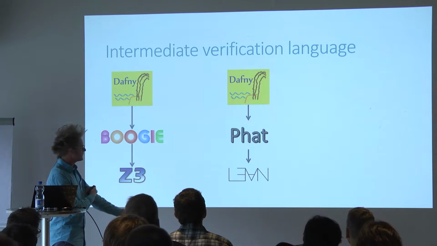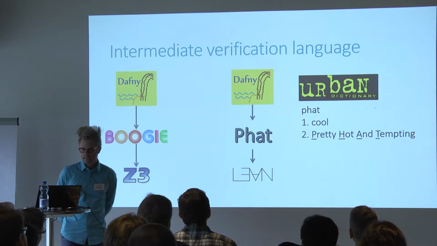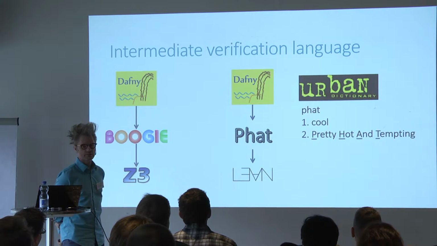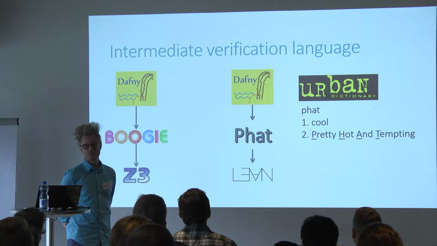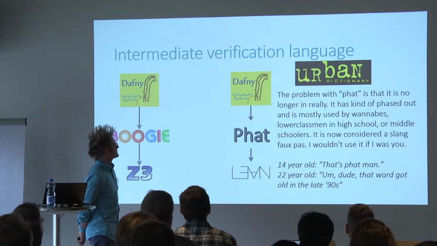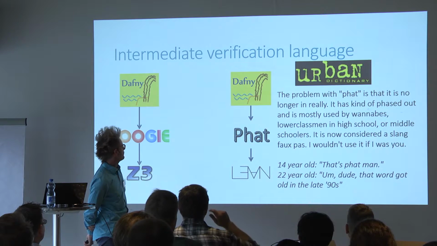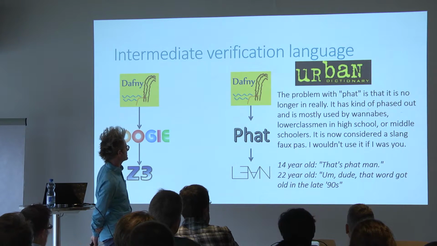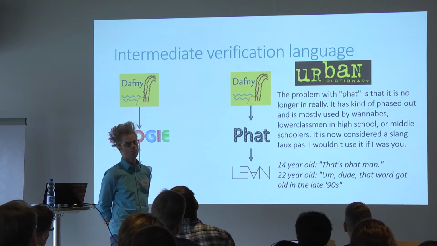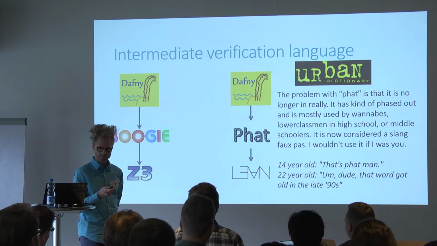That's for designing later. But the question is, what does fat even mean? Well, you go to Urban Dictionary, of course, and there you find out that fat means cool. So that's nice. I mean, I should sit on top of lean. Well, if you read the next definition on Urban Dictionary, it says, the problem with fat is that it's no longer in, really. It has been phased out and is mostly used by wannabes, lower classmen in high school or middle schoolers. It's now considered a slang faux pas. I wouldn't use it if I was you. But we shouldn't let that bother us, right?